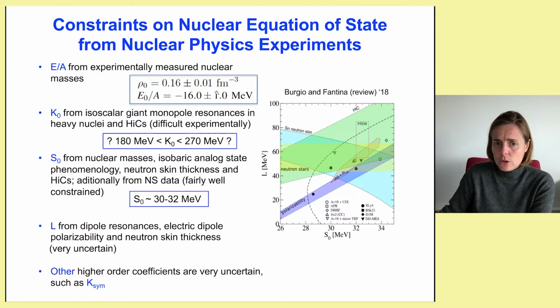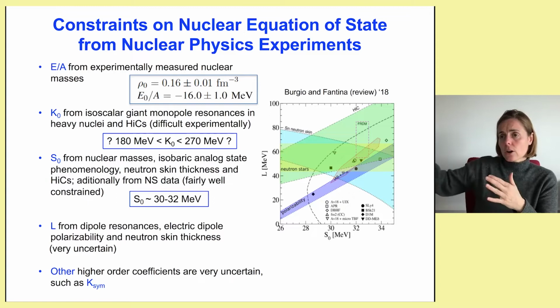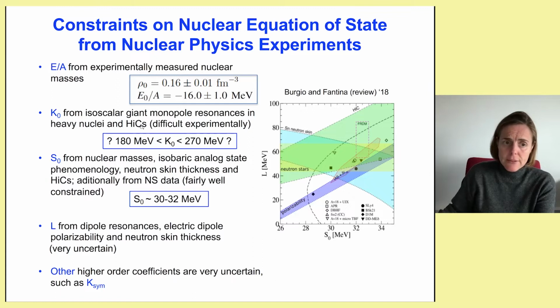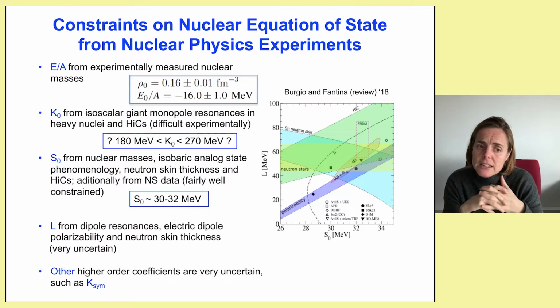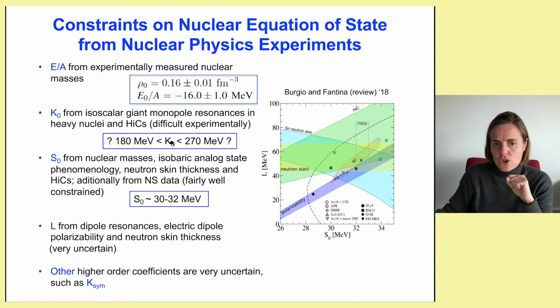But then as you go to the higher order terms, the compressibility, there are different experiments also in heavy ions or giant monopole resonances. Another experiment is also trying to constrain this coefficient, this value. And it's not yet really well constrained. Okay, so you can see a range in this curvature.